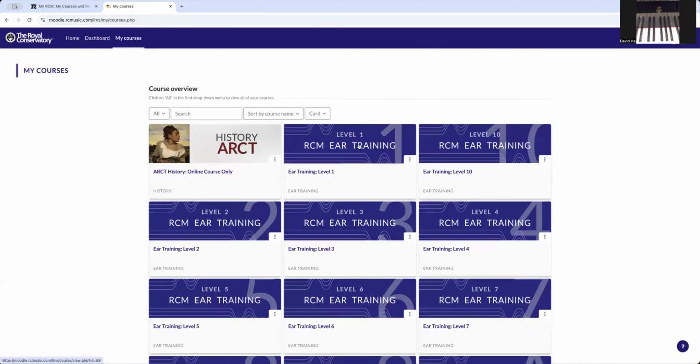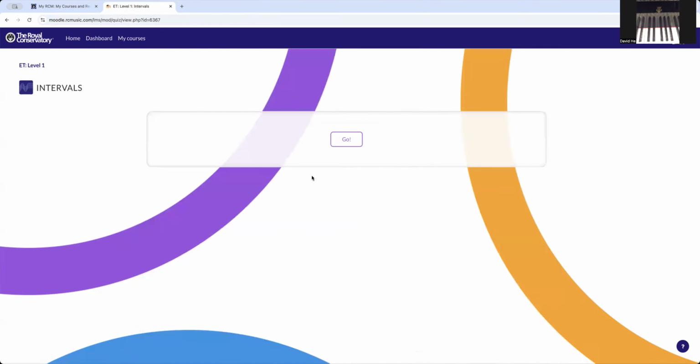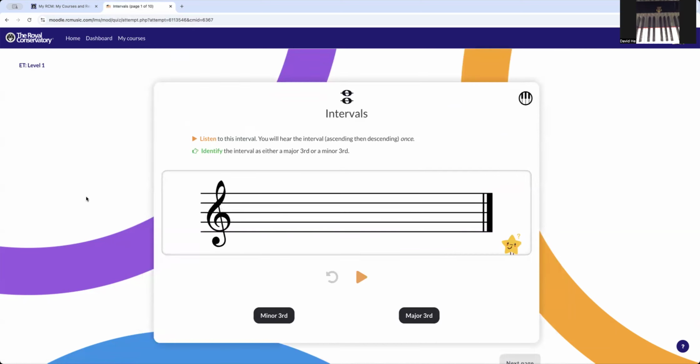Okay, let's just go back to level 1 and the intervals that we have already studied. We're going to quickly go through this one. So answer this question and type it in the chat box. Listen to this interval, ascending then descending once, and identify the interval as either a major third or a minor third. Okay, let's hear it.